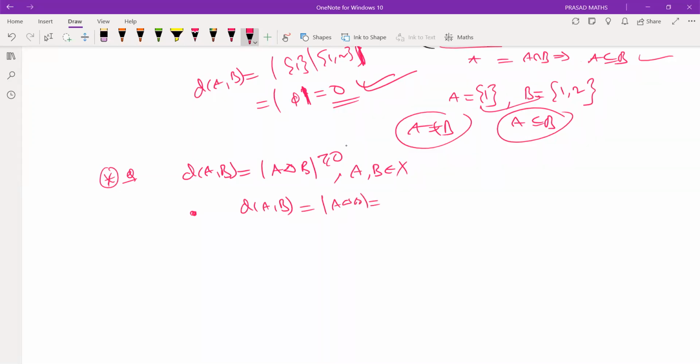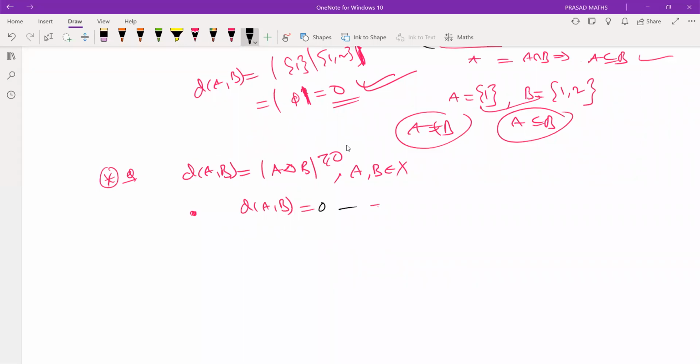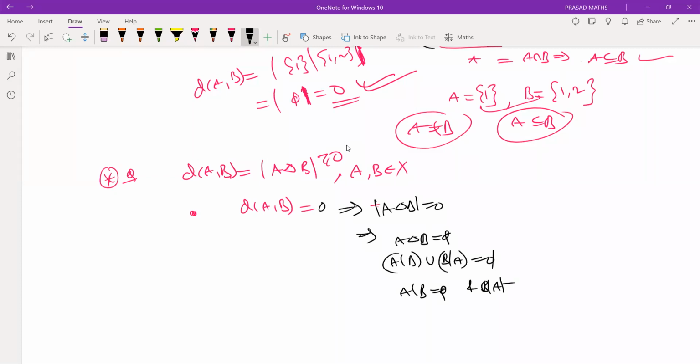First of all, you need to check the second property. What is the second property? If the distance is 0, that means A delta B equals 0. What do you mean by this? A delta B should be empty. That means A minus B union B minus A is empty. What do I mean by this? A minus B should be empty and B minus A should be empty.